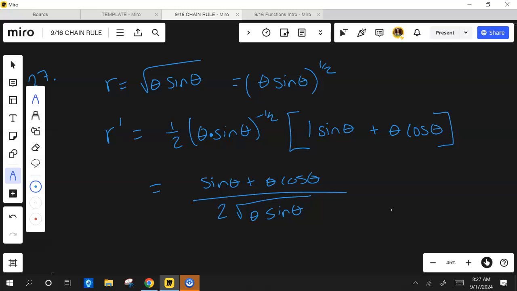Does that make sense? I don't understand why it's a fraction. I took the negative exponent and moved it down to the bottom, and because it's a half, it's a radical. The 2 is coming from this 1/2.